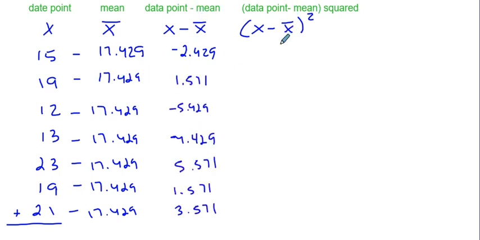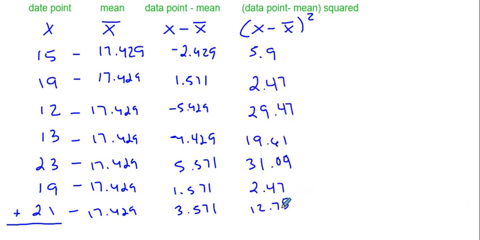My next step is to square this difference. Keep in mind that when I'm squaring, I'm going to get rid of any of the negative signs. When I square, all I'm doing is taking the number inside of those parentheses and multiplying it by itself. So negative 2.429 squared is 5.9. Repeating that, I get these values. Again, remember, all I'm doing is taking my difference and squaring it.